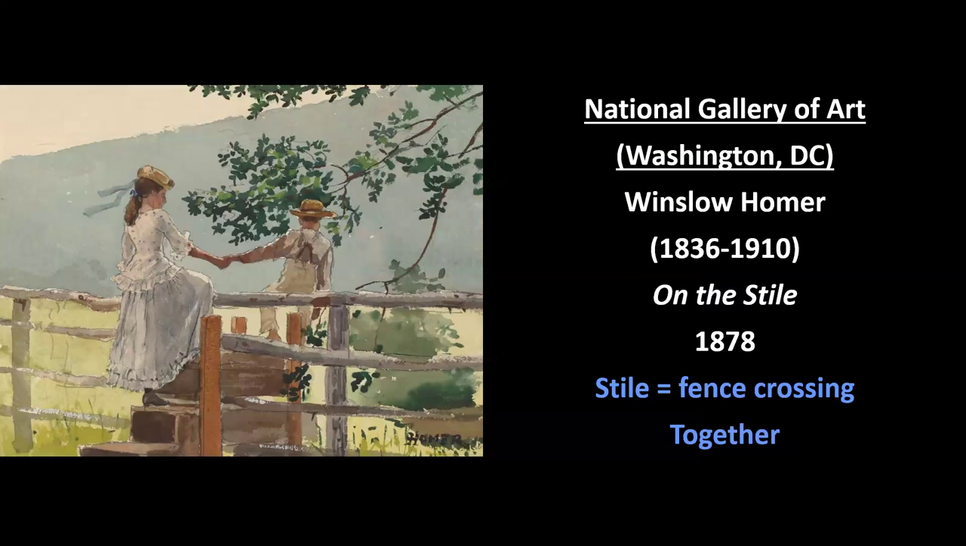Oh, look at this one. Now it's a little bit different. It's called On the Stile. So that's why I point out what a stile is. It's this like stepping contraption, so to speak. And it was a way for neighbors to cross over the fence. So it's called On the Stile from 1878. So in this one, they're actually together.